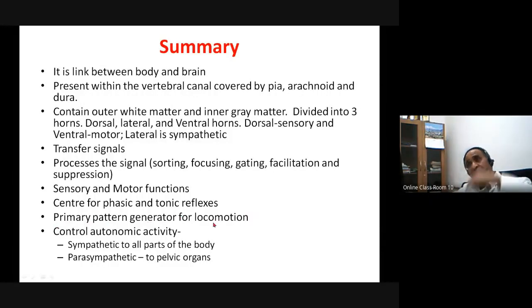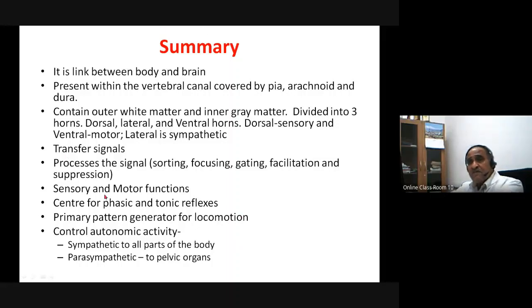The secondary pattern generator is present in the midbrain, because a person with a spinal cord only cannot walk, but the spinal cord has the centers which have an alternating setting. Then it controls the autonomic activity: sympathetic to all parts of the body, parasympathetic to pelvic organs.